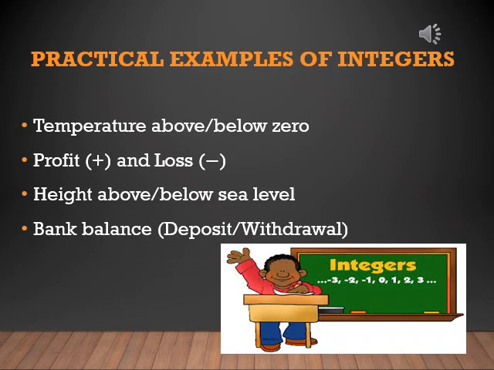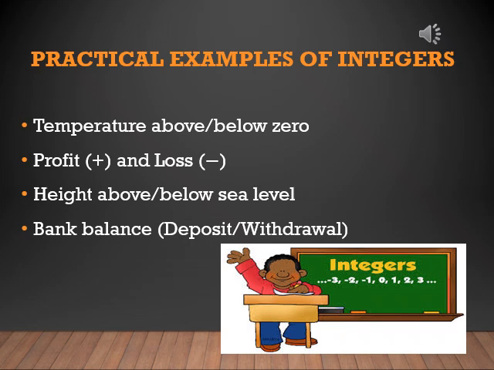Here are some practical examples of integers. Positive integers: counting money you have, rupees 200, rupees 50. Steps forward while walking or in a game, 3 steps, 7 steps. Floors above ground level, first floor, second floor, third floor. Marks gained in a test, plus 5 marks, plus 10 marks. Temperature above 0, that is 5 degrees Celsius, 10 degrees Celsius.